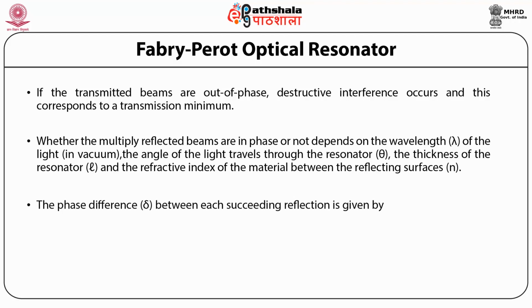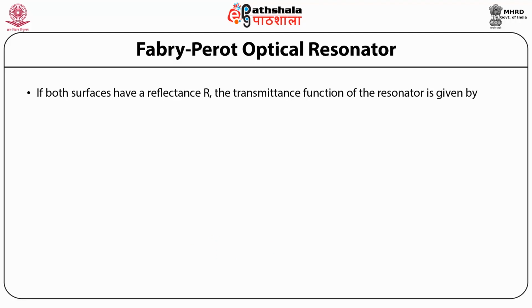The phase difference between each succeeding reflection is given by delta equal to 2 pi upon lambda times 2 n L cos theta. If both surfaces have a reflectance R, the transmittance function of the resonator is given by T equal to (1 minus R) square divided by 1 plus R square minus 2R cos delta, which equals 1 upon 1 plus Q_R sin square delta by 2, where the quality factor Q_R is equal to 4R by (1 minus R) square.